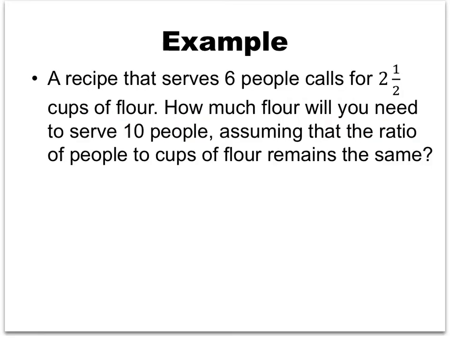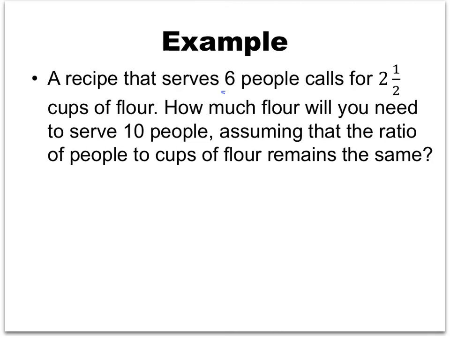Our last example here is going to be a problem that we'll solve with cross multiplication, and this is going to involve a mixed number. And in order to solve this, we're going to convert it over to an improper fraction. So a recipe that serves 6 people calls for 2½ cups of flour. How much flour will you need to serve 10 people assuming that the ratio of people to cups of flour remains the same.